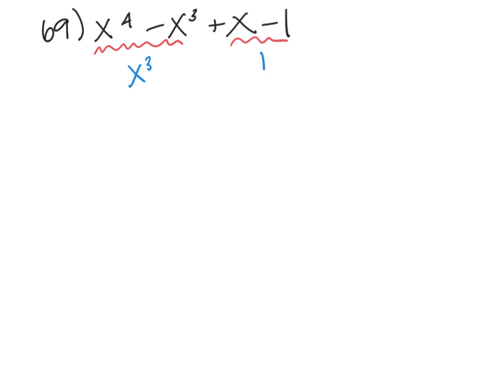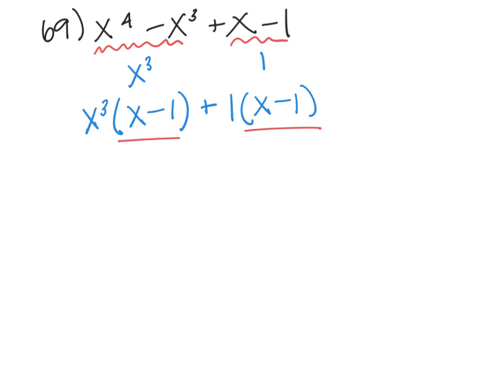There isn't anything extra we can take out. So we factor both of those out. First term, factor out x cubed. When you factor that out, you're left with x to the fourth divided by x cubed is just x. x cubed divided by x cubed is just 1. So you're left with x minus 1. Then this next group, you take out a 1. And you're left with the same thing, x minus 1. If factoring by grouping works, and you did it right, these 2 parentheses should be the same.